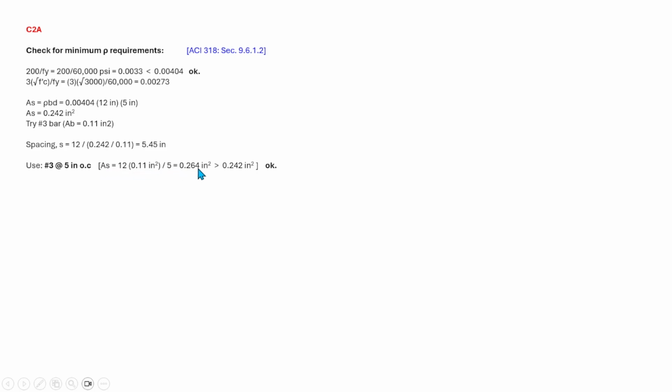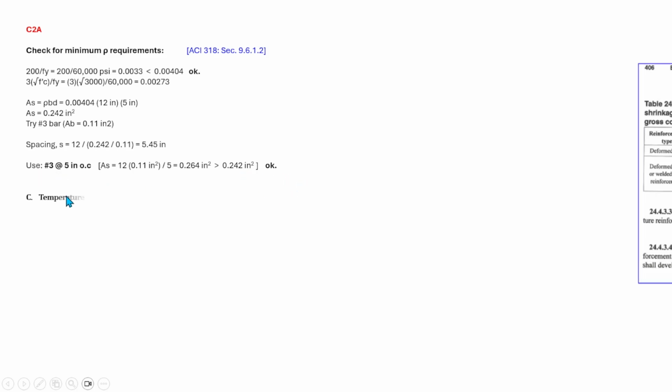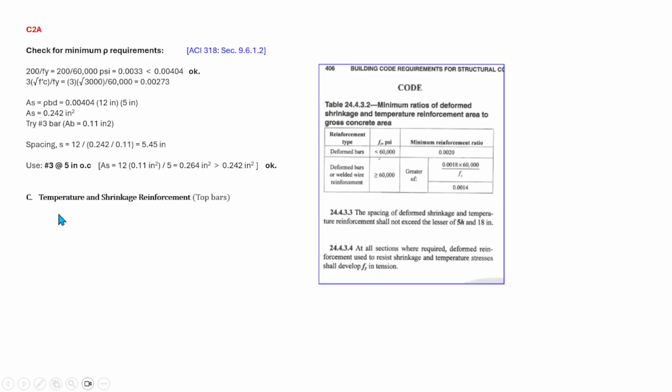So that is greater than, the actual area is greater than the required. So we are okay with this spacing. So now the next one is the temperature and shrinkage reinforcement. We need to consider this in our slab design, because this will control the crack width requirements also.